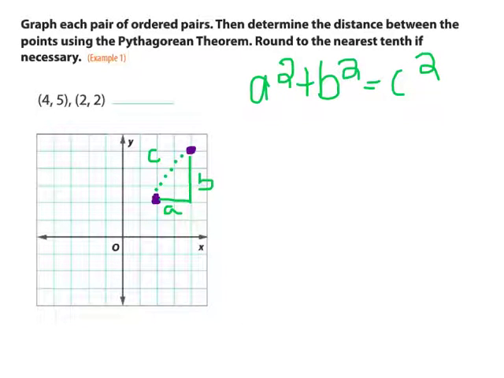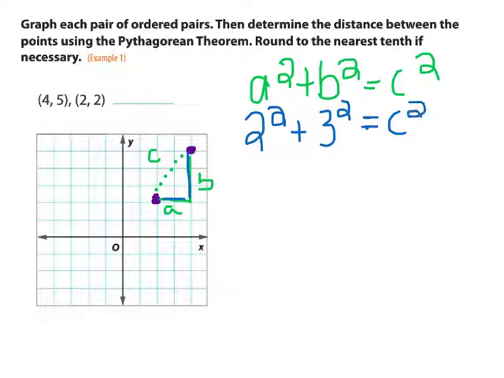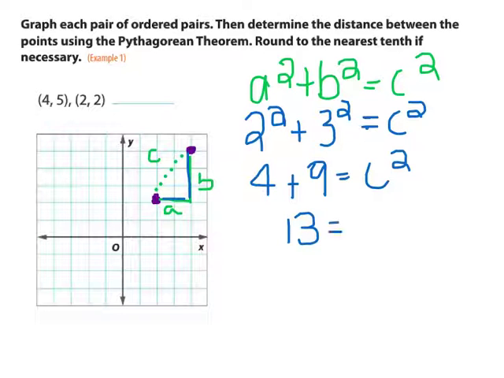We'll plug in our A. We look at our distance, that's 1, 2, so 2 squared, plus our B, 1, 2, 3, 3 squared equals C squared. 2 squared is 4, plus 3 squared is 9, equals C squared. 4 plus 9 is 13, equals C squared.